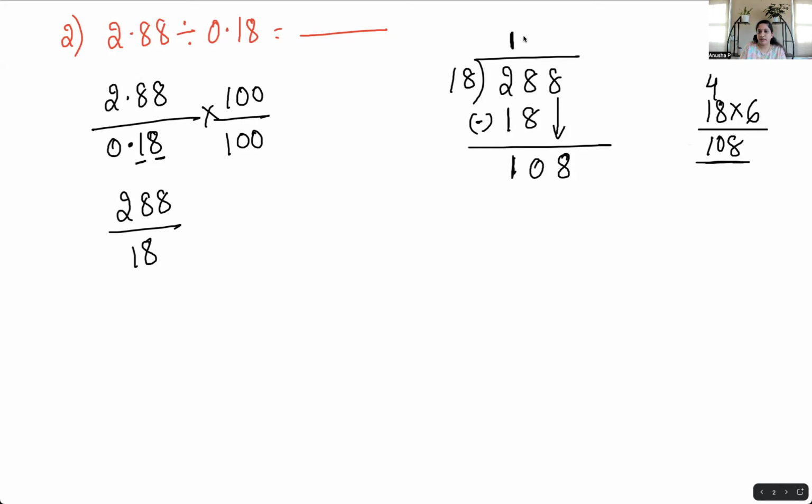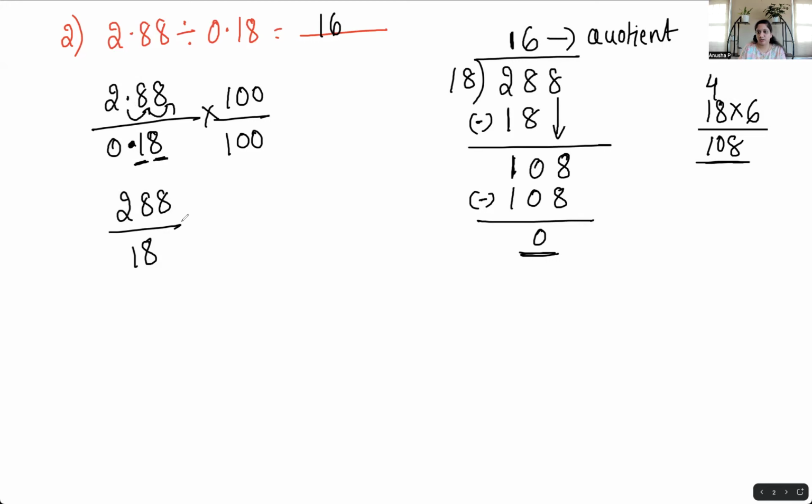So we are writing 18 times 6 value as 108 and we have to subtract. 108 minus 108 is 0. So what is the answer we got here? 16, which is the coefficient. Okay. Because after the decimal point in the divisor, we have two digits. You're multiplying by 100 on the top and 100 on the bottom. And when you're multiplying by 100, you will move the decimal point two places to the right and you'll write it as 288 divided by 18.